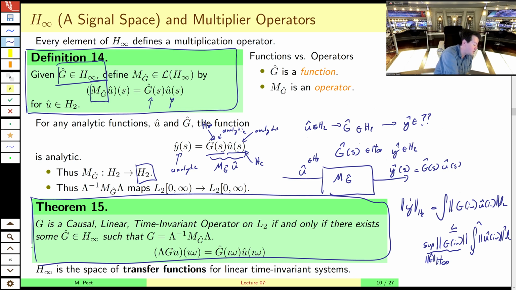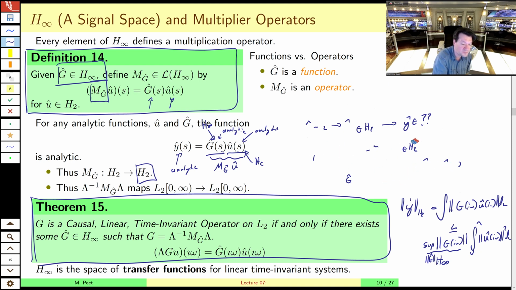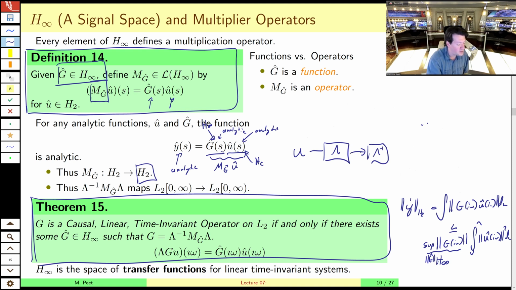So how restrictive is this? This is a way of representing an action in the time domain using the frequency domain. So what's really going on? Let's take a step back. You have u, which is in the time domain. We take the Laplace transform of it, and we could take the inverse Laplace transform of it as well, and then we get the u back.